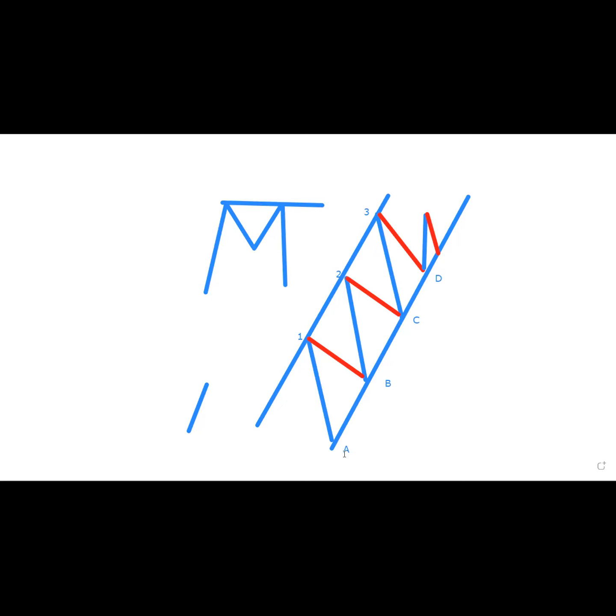The buy that went from point A to 1, another buy move B to 2. The buy that went from B to point 2 was higher than A to 1. True or false? True. Good. The one that went from point C to 3 was higher than B to 2. True or false? True. Good. The one that now went from point D to 3 was higher than from point C to 3. True or false? False.